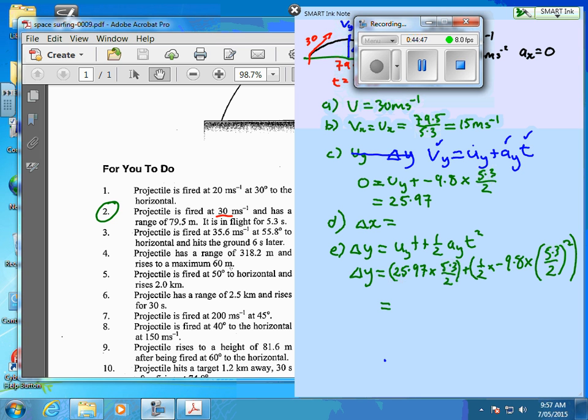I got 111.671, but that can't be right either. Why? Because it's on the ground, it can't be 111 meters. I'm still getting 0.5. I don't think that's the answer I got the other day. I'll check it out anyway. Still tapping my calculator.